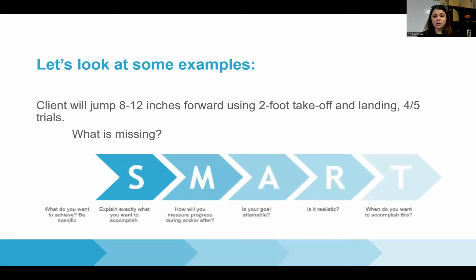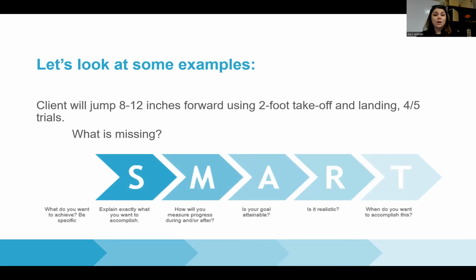If we pull up our SMART goal, do we know exactly what we want the child to do? Yeah, we want them to jump. Do you know how we want them to jump? Yep, 8 to 12 inches using a 2-foot takeoff and landing. How are we going to measure? Right? Well, they have to meet that whole 2-foot criteria. And is this something this child can do? Yeah, this is an age appropriate goal for this child. Is it realistic? Yeah, there's no barriers that say they can't.